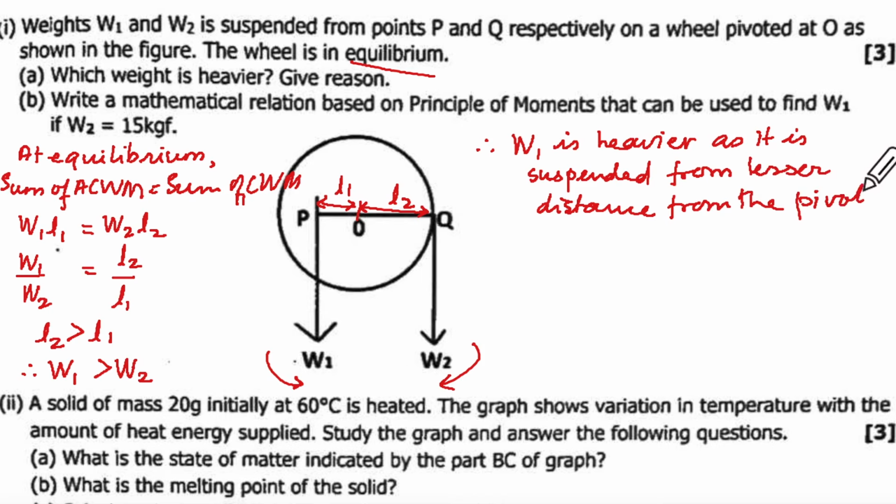Correct or no? Yes. W1 is heavier than W2. Okay, lesser distance from the pivot. All right, so this was agreeable. Write the mathematical relation based on the principle of moments that can be used to find W1.